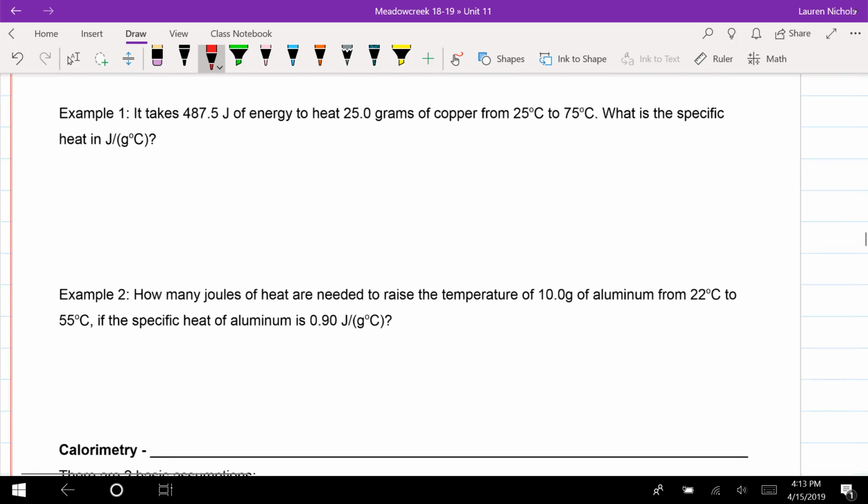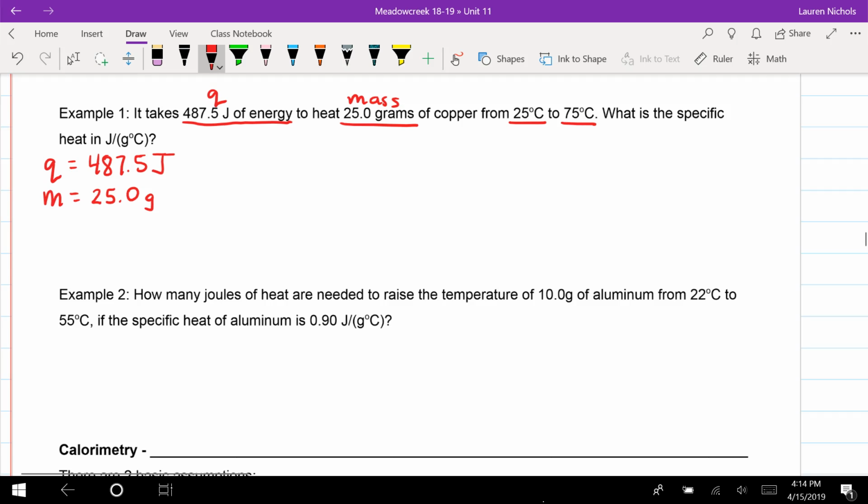So in example 1, it says it takes 487.5 joules of energy. Well, as soon as I see that letter J for joules, I know that this is Q. So I'm going to write Q is equal to 487.5 joules, because it's important to just kind of know exactly what we have. And it says we need that to heat 25 grams. Well, I know that grams measures our mass of something. So M is equal to 25.0 grams.